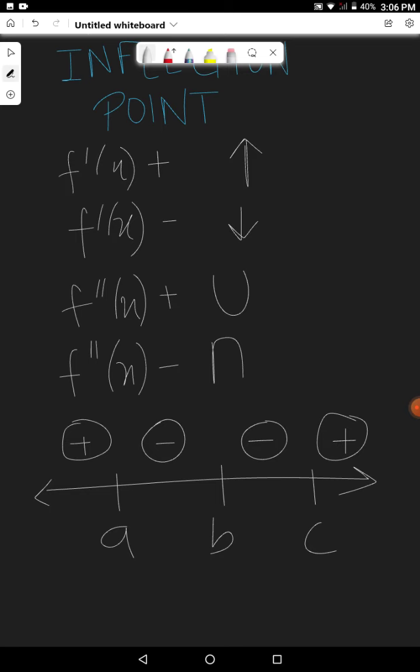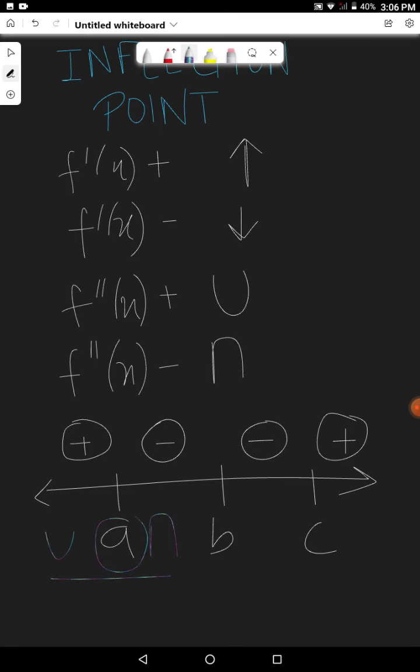So you need to remember this, that whenever the concavity changes, only then is the point in between said to be the inflection point. So if we consider the first one, for x less than A and greater than A, the concavity is changing. First of all, it is concave upward, then it is concave downward. So since the concavity is changing, A is said to be the inflection point.